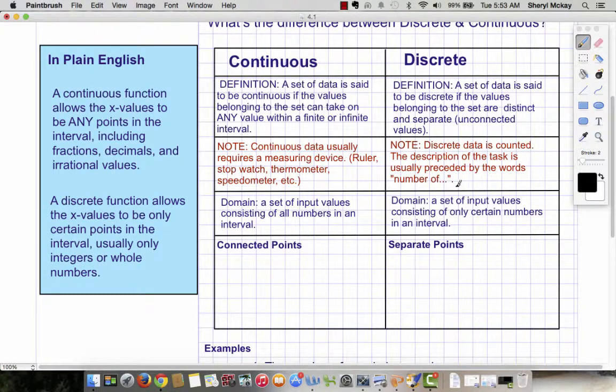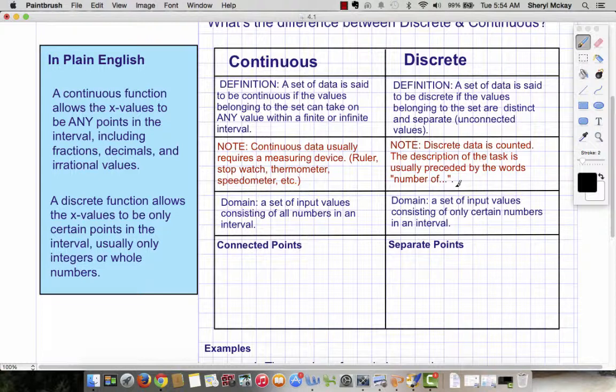Discrete data is counted. The description of the task is usually preceded by the words number of. So we're going to count the number of cities in a state. That's a very specific number, okay? It's not like there's 3.5 cities, there's 3 cities or 27 cities or whatever.